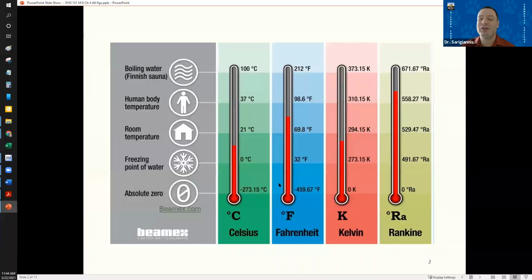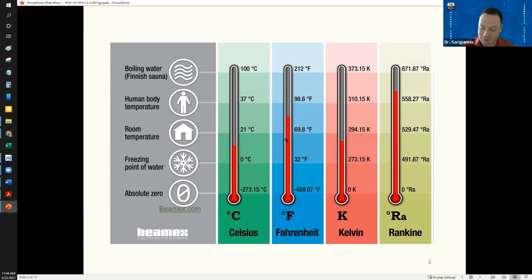Now, what's interesting too is the Fahrenheit scale actually gives you better resolution between the freezing point and boiling point of water. In terms of if you just have a scale marked off to degrees F versus degrees C, just because 1 degree F is smaller than a degree C.